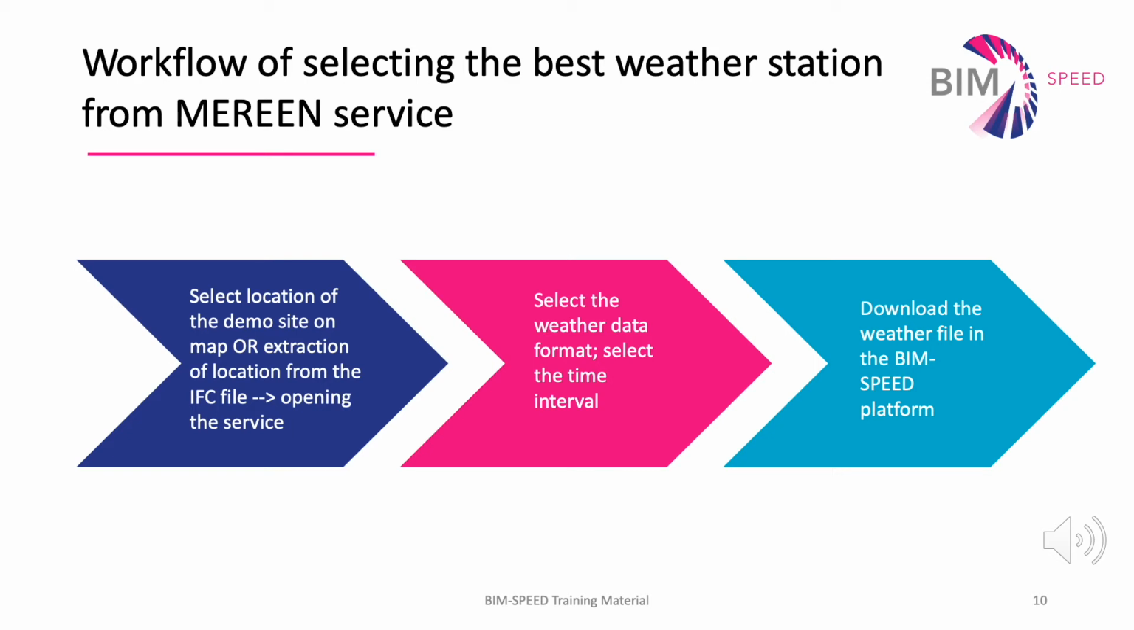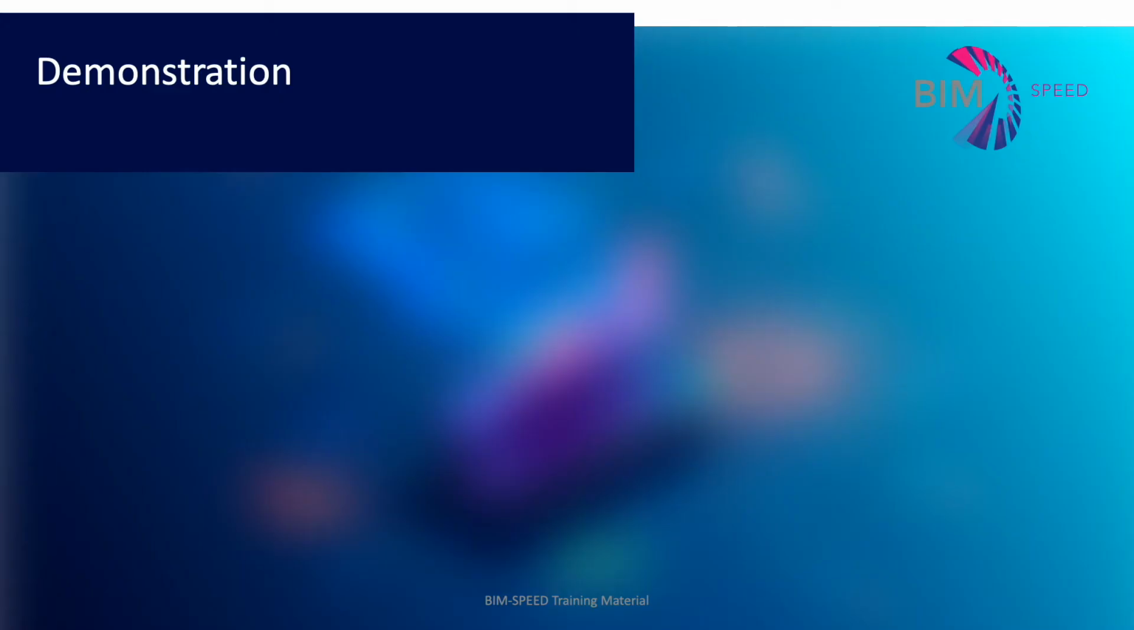The next step is selection of the data format, as the service provides weather data in raw format, EPW file format, and even more. Also, the user can select the time interval for which the data is required. The last step is downloading the data in the BIM-SPEED platform. The weather data will be downloaded in the same folder as the original IFC file.